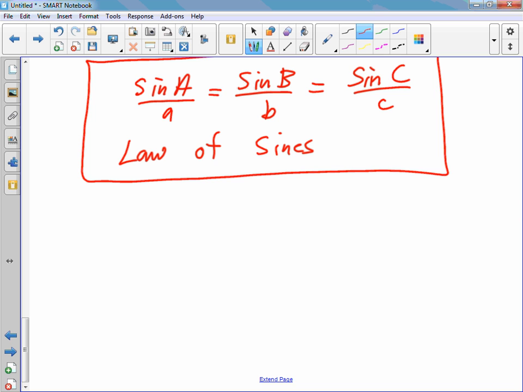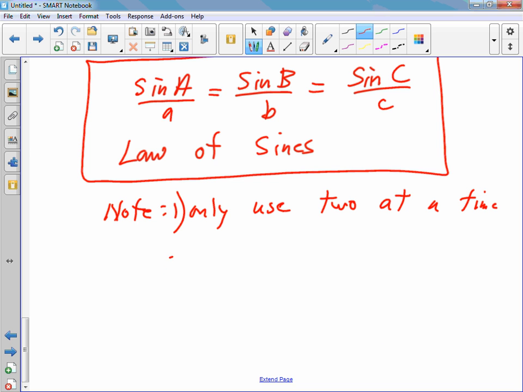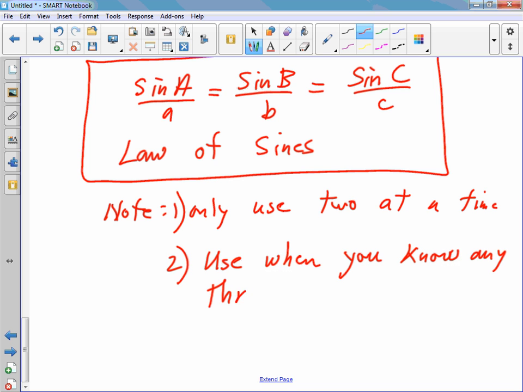The one note I want to say is you only use 2 at a time. Some people try to use all 3 and it makes them crazy. Note 2, use when you know any 3 components. Okay? Notice, if you're using 2 at a time like these, there's 1, 2, 3, 4 components. If you know 3 of them, you're home free.